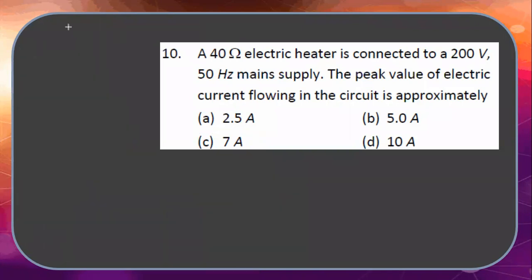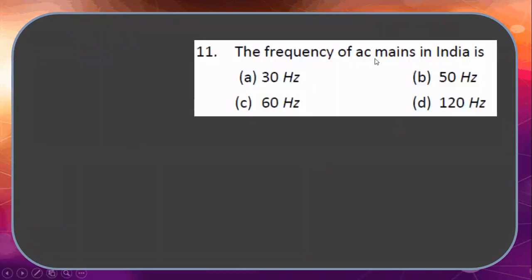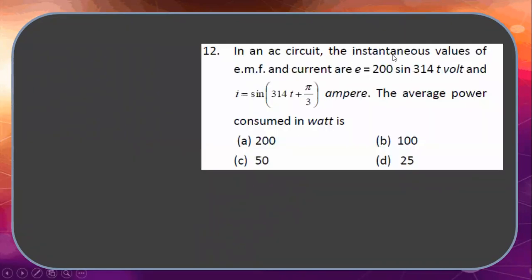Next problem. The frequency of AC mains supply in India is 50 hertz. In an AC circuit, the instantaneous values of the EMF and current are given. E is equal to E naught sin omega t, and I is equal to I naught sin omega t plus phase angle phi.